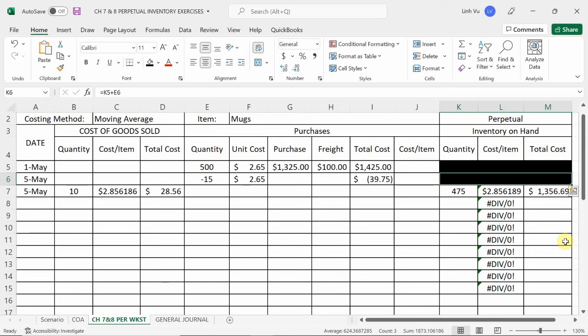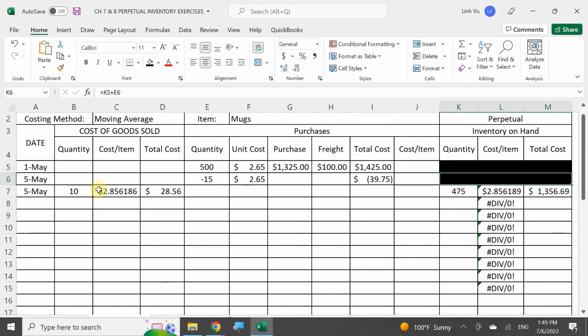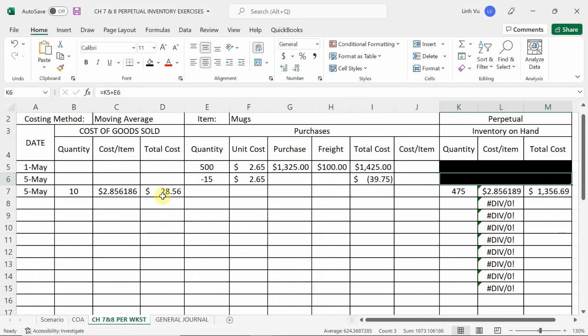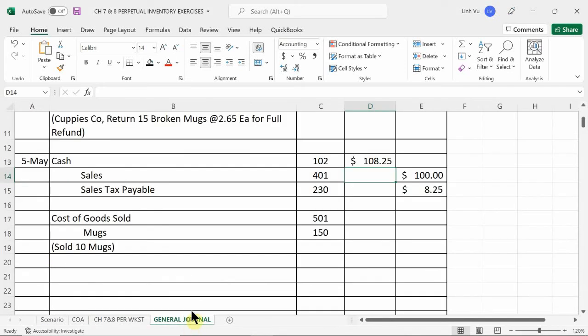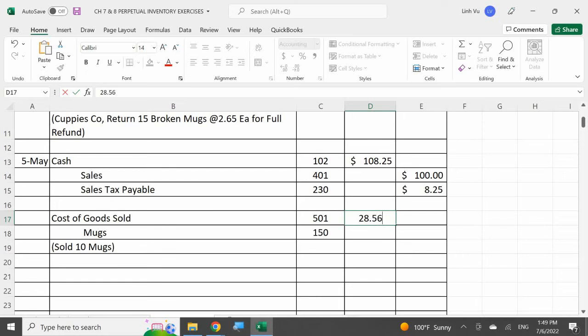And now that I solved for how much it cost me to sell my items, it cost me a grand total of $28.56. So that means that's exactly what I need to pop in here. $28.56. Okay? And that's how much it cost me to sell 10 of those cups after making my refund and so on and so forth.